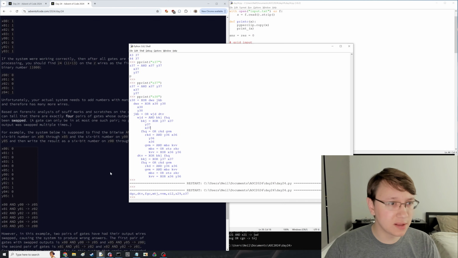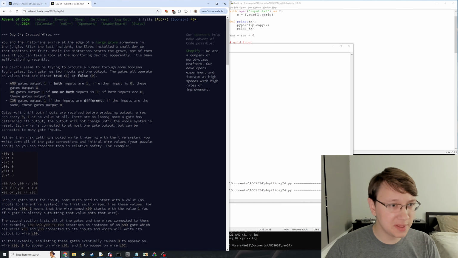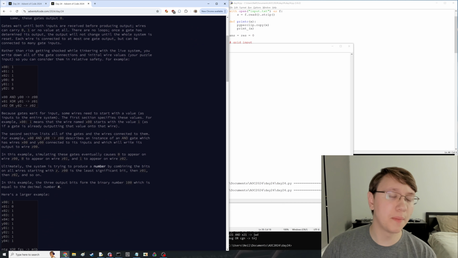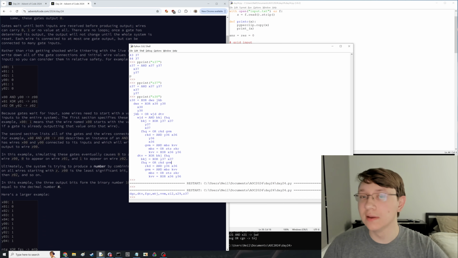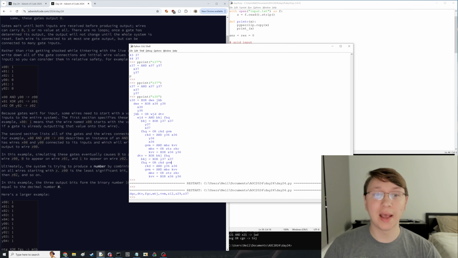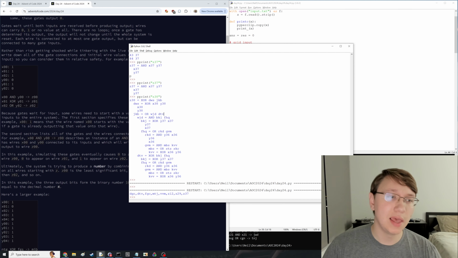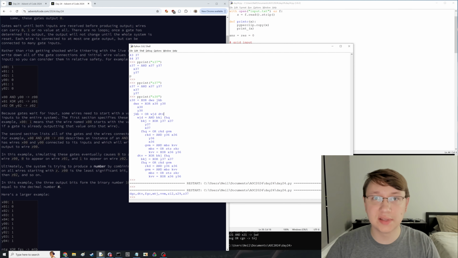So yeah, I guess I'll quickly talk about my approach. The problem itself, you're basically given a combinatorial circuit. Combinatorial circuit meaning that there are no loops involved here. You just combine a bunch of these logic gates. In our case, we combine only ORs, ANDs, and XORs.